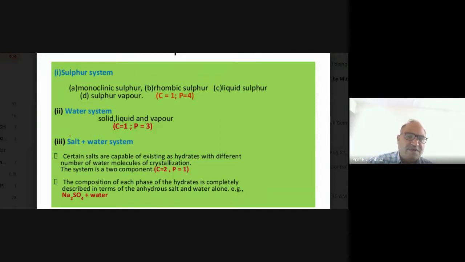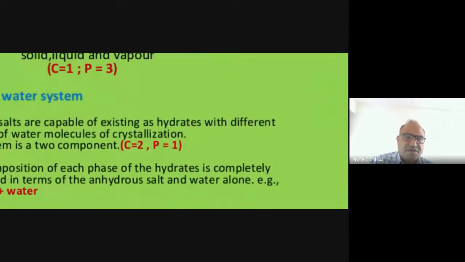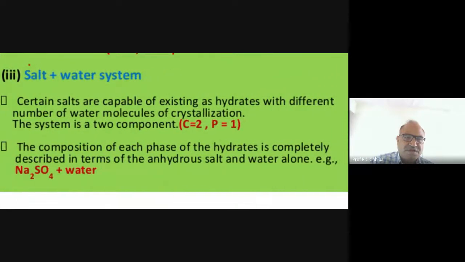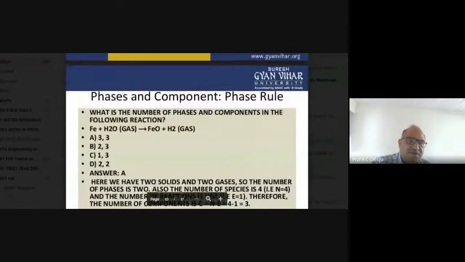Here is a great application of whatever we have discussed. For example, take the salt plus water system. Certain salts are capable of existing as a hydrate, as I have discussed about sodium and potassium with a different number of water molecules of crystallization. So the system is a two component system. We have medical concern, as saline water is given. If certain salts dissolve in water, they are capable of existing as hydrates with different numbers of water molecules. Now the composition of each phase of hydrate is completely described in terms of the anhydrous salt and water alone, and Na2SO4. Okay. Now in the next slide we will see the different questions.